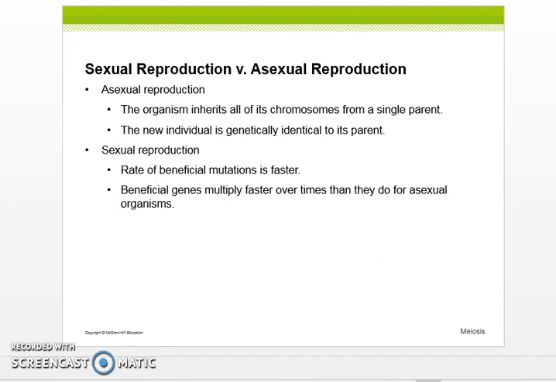asexual. In asexual reproduction, the organism inherits all of its chromosomes from a single parent. The new individual is genetically identical to its parent. And in sexual reproduction, the rate of beneficial mutations is faster. Beneficial genes multiply faster over time than they do for asexual organisms because of genetic variation.